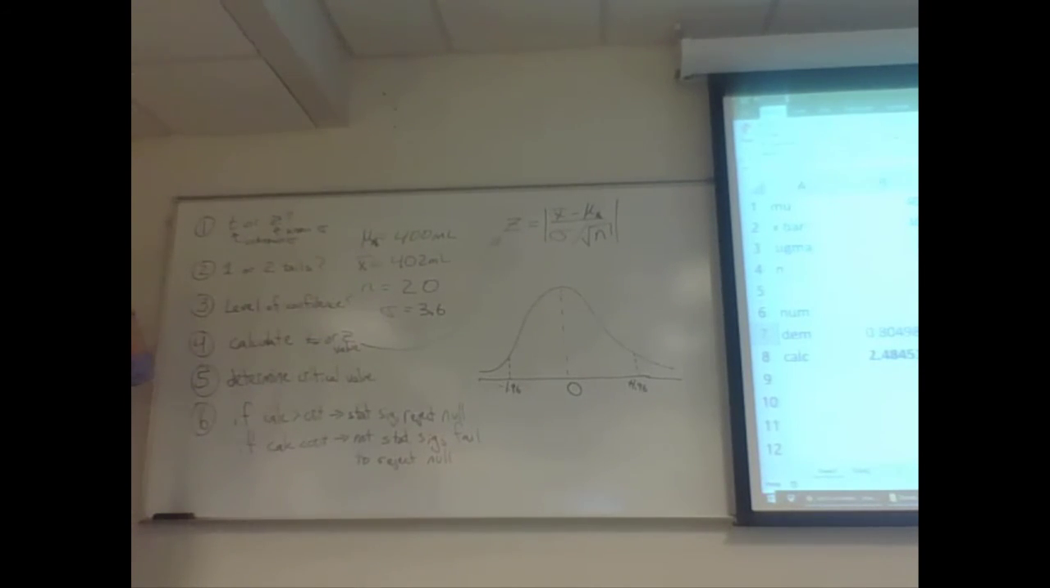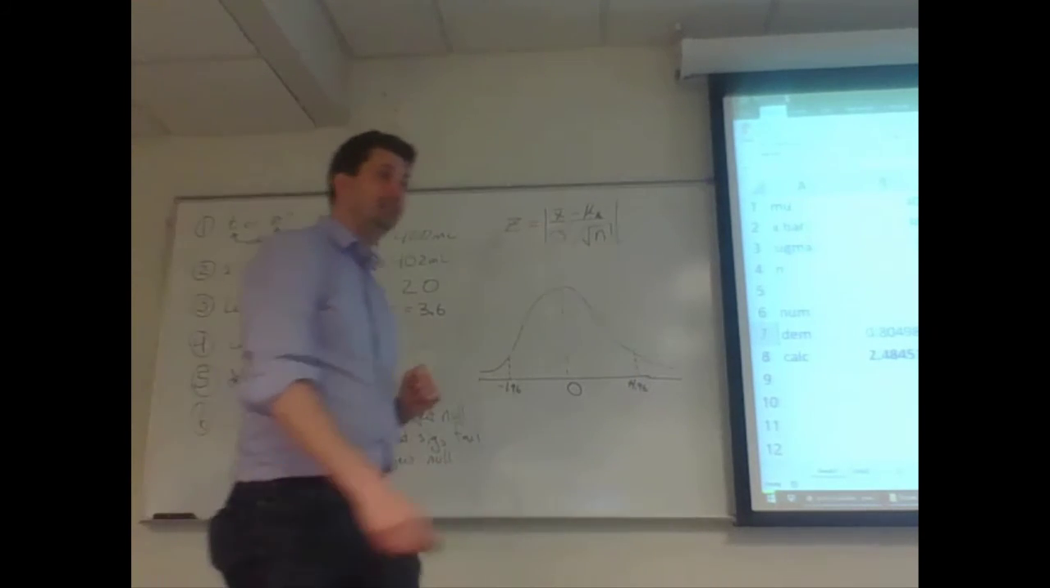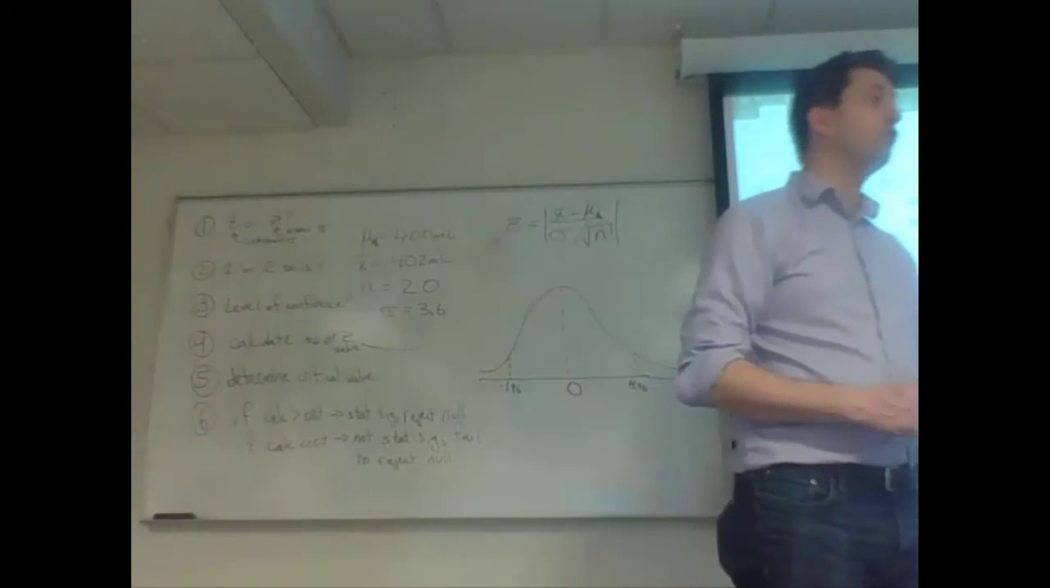We have the confidence level, so we're going to do that now. We need to determine our critical value. So let's imagine it's 95% confidence. What is our critical value? 95% confidence, two tails, z. 1.96. Where'd you get 1.96 from?